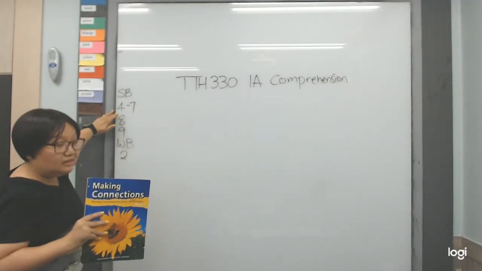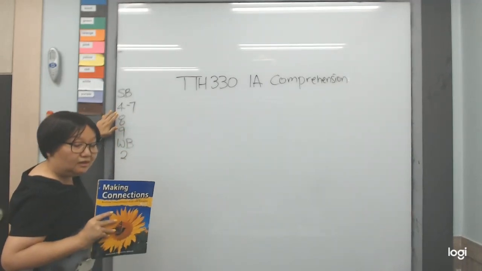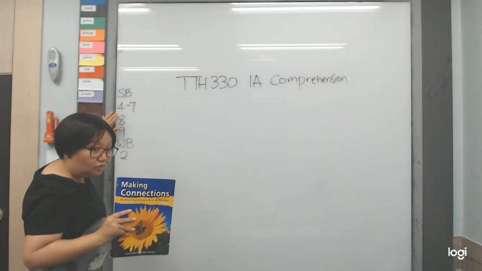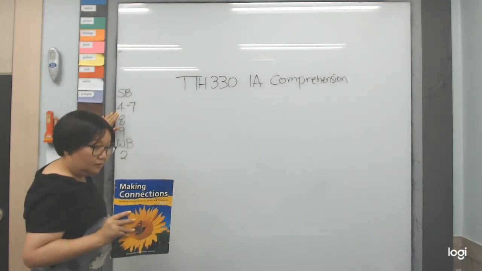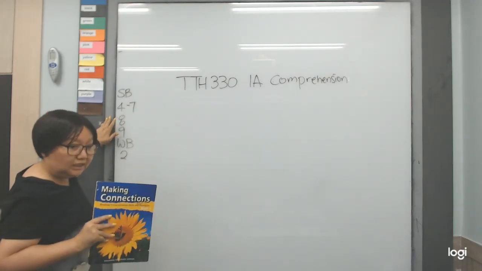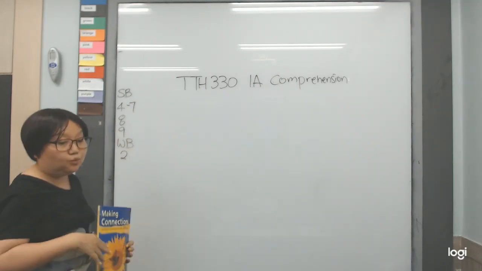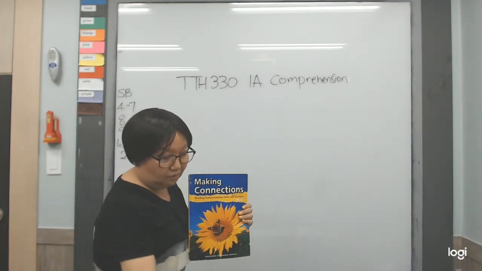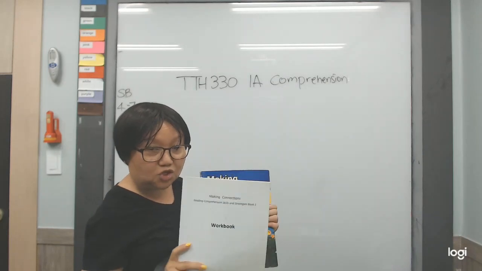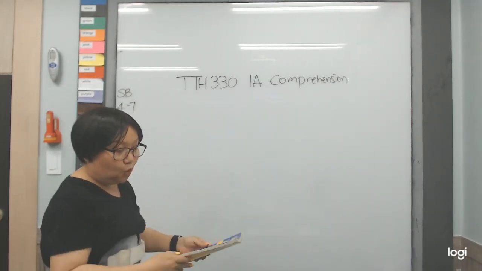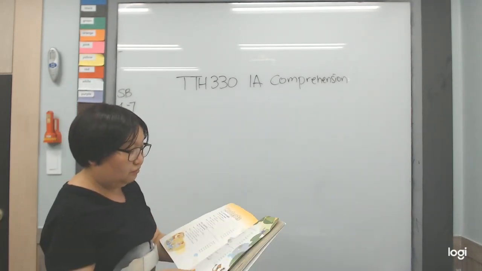Okay, here you will see that pages 4 to 7 are the story. So we are going to read the story together. Alright, and then we will do pages 8 and 9. And then we are going back to the writing book, the workbook, and finish the questions together. Alright, so open your book to page 4, please.